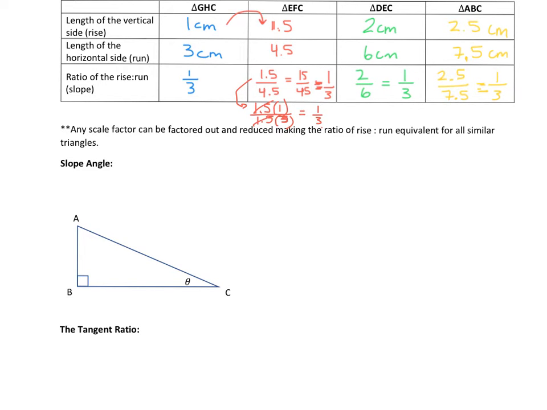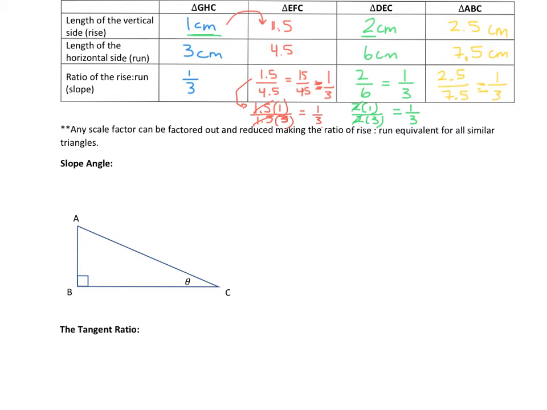Same with the second one. To go from the 1 to the 2, we multiplied by 2. So 2 really is 2 times the 1, and the 6 really was 2 times the 3. The 2s divide out. 2 divided by 2 is 1, leaving you with a 1/3. And similarly for the last one.